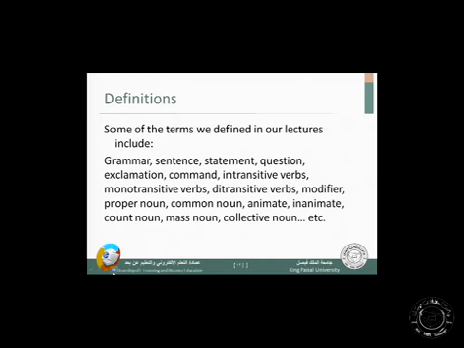What do we mean by ditransitive verbs? Modifiers, I defined modifiers for you. Proper nouns, common nouns, animate nouns, inanimate nouns, count nouns, mass nouns, collective nouns, etc. So we have a lot of definitions and a lot of important terms that you need to know in order to start to understand grammar very well, and to go and open any book that deals with grammar and be able to understand what is said and what is discussed in these books.